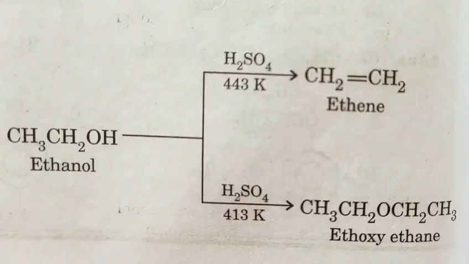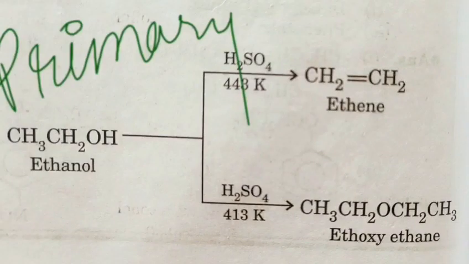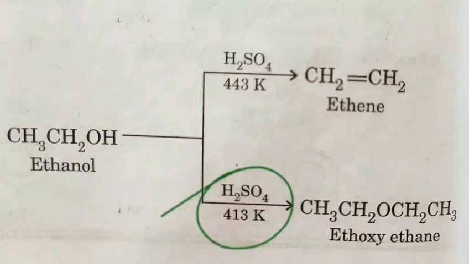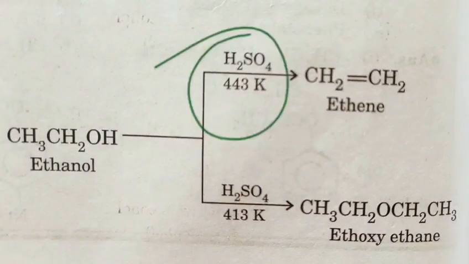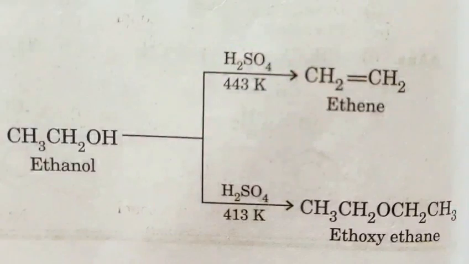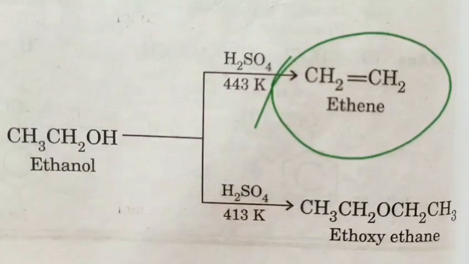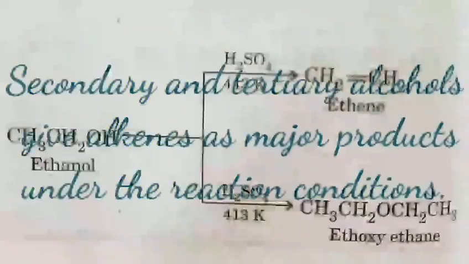A limitation of this reaction is that this method is suitable for the preparation of ethers provided the alcohol is of primary nature and the temperature is low, that is 413 Kelvin. At a temperature of 443 Kelvin, dehydration of primary alcohol results in alkenes as the elimination product. The reaction, however, follows the SN1 mechanism.